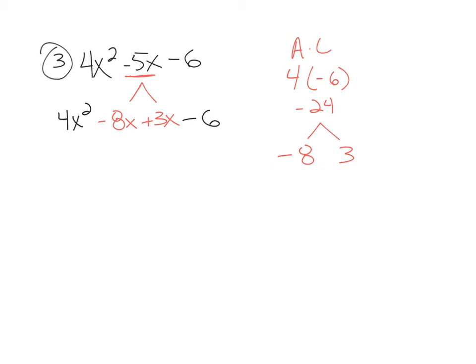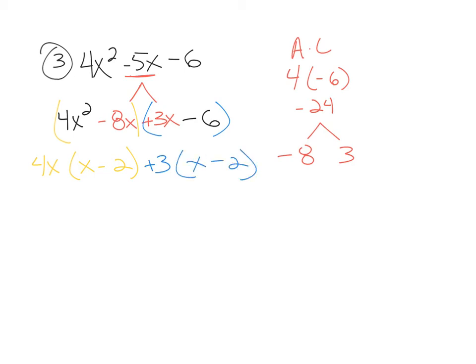Grouping my first 2 terms as you see in yellow here, 4x squared minus 8x. These 2 terms I have a 4x in common, and what remains is going to be an x minus 2. Looking at my next 2 terms in blue, what they have in common is a positive 3. What remains is an x minus 2.